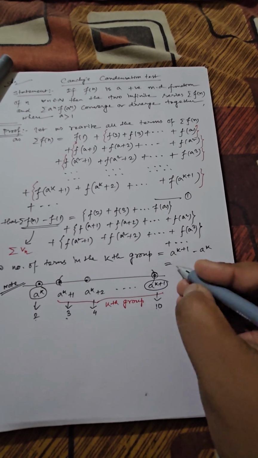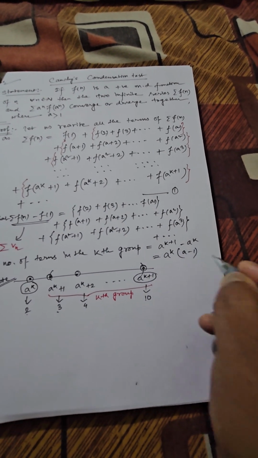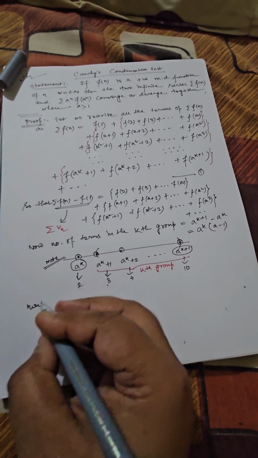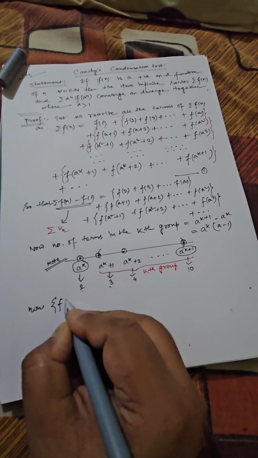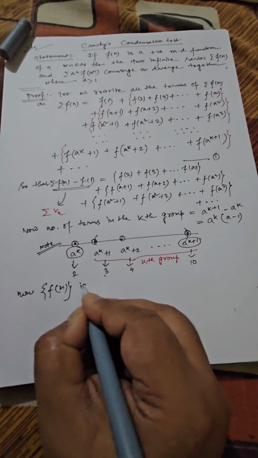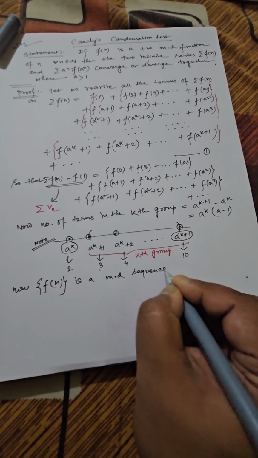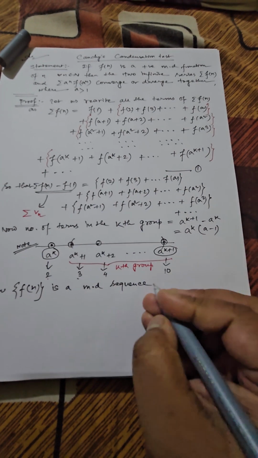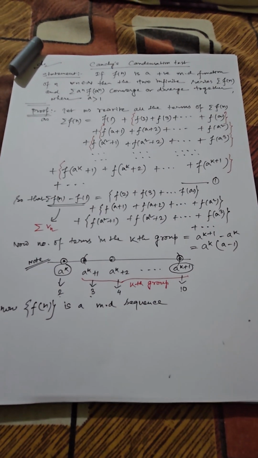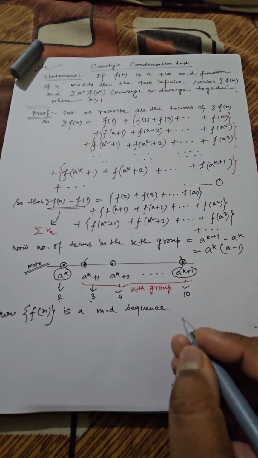So how many terms are there here? You can see, if you take a to the power k as common, then a minus 1 will be there. Now the sequence fn can be considered as a monotone decreasing sequence. So you can say if it is a monotone decreasing sequence, then the first term will be the largest one and the last term will be the smallest one technically.